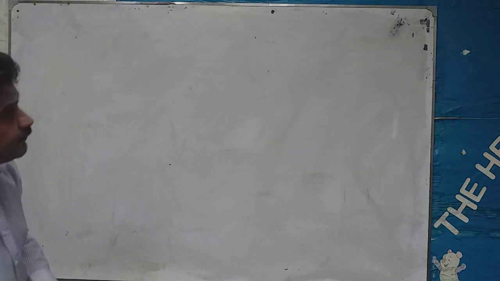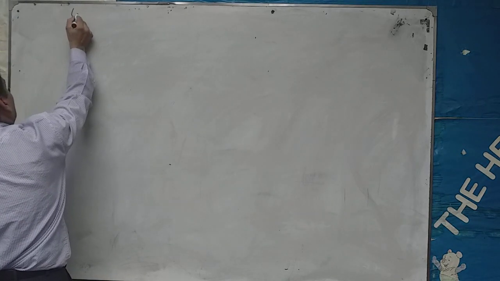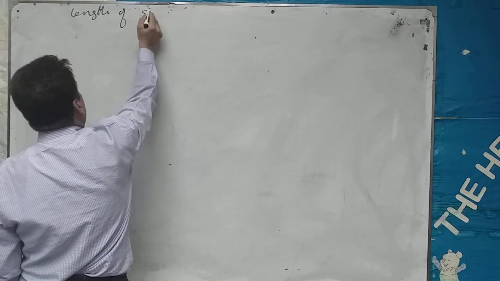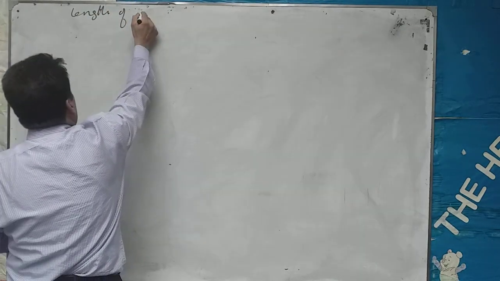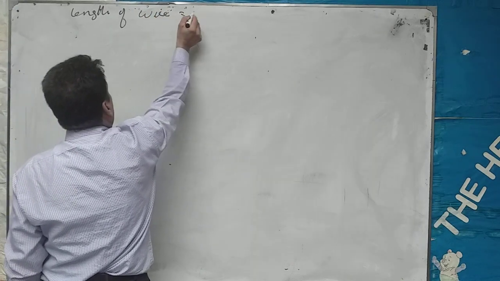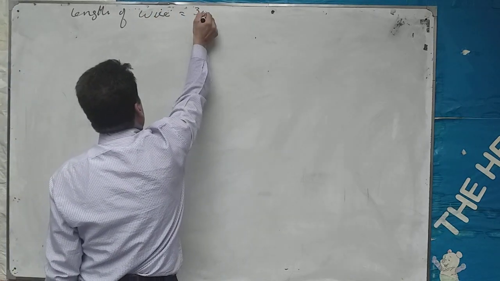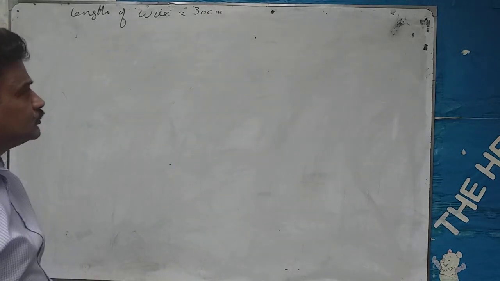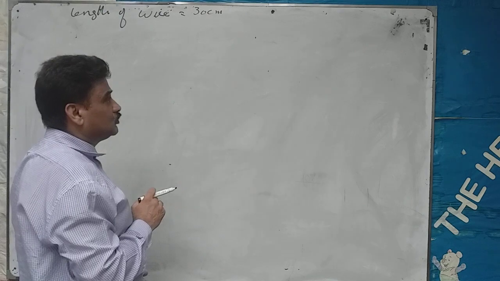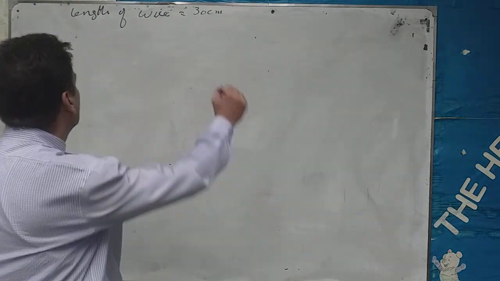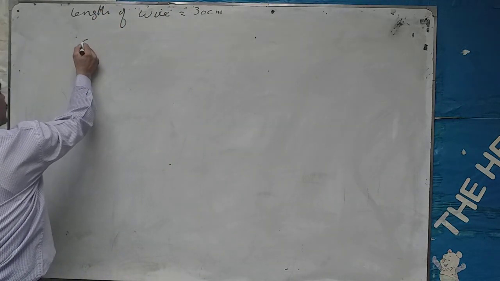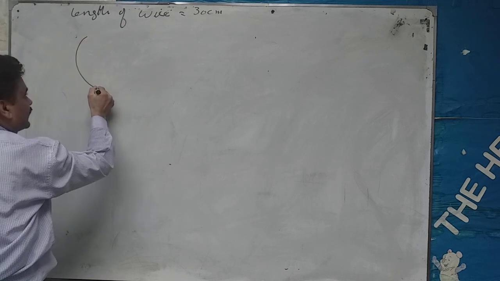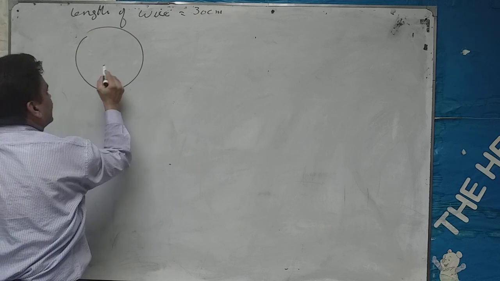Here we write the length of string, the length of wire, which is 30 centimeter. We cut it into two parts. One part is used to make a circle of radius r.